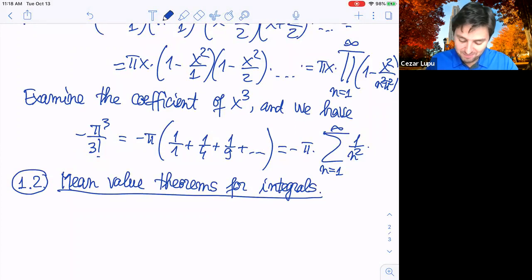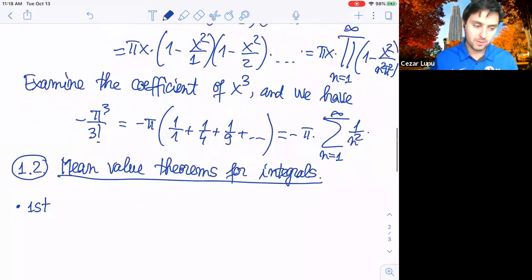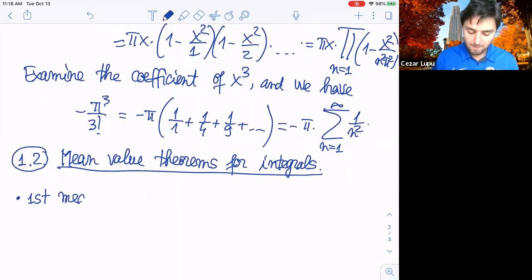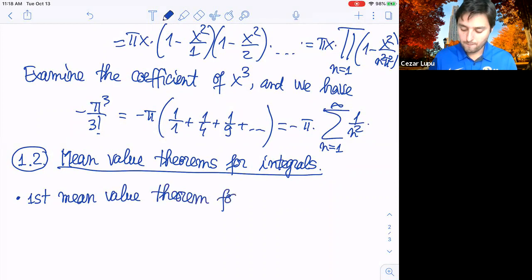Right. So, mean value theorems for integrals. I will classify them in the following way. The first mean value theorem for integrals. You can understand it's for integrals. The first mean value theorem, and I'll write it in the following way.